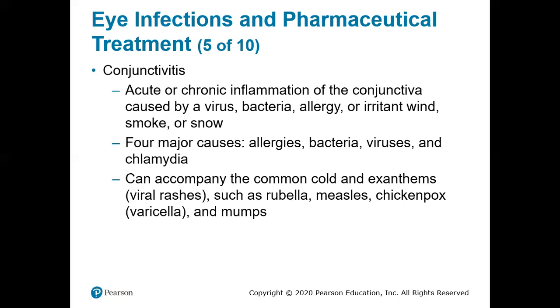Conjunctivitis. Acute or chronic inflammation of the conjunctiva caused by a virus, bacteria, allergy, or irritant such as wind, smoke, or snow. 4 major causes are allergies, bacteria, viruses, and chlamydia. Can accompany the common cold and exanthems, such as viral rashes like rubella, measles, chickenpox, varicella, and mumps.